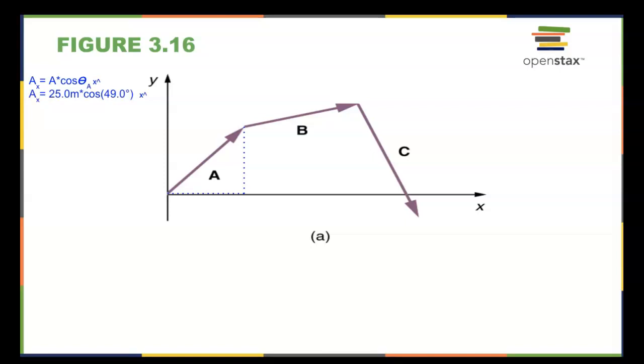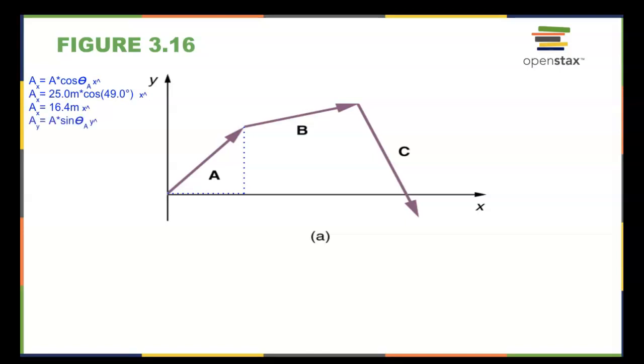Vector A's x component will be 25 meters times cosine 49 degrees, x hat. So A sub x is 16.4 meters, x hat. What that means is vector A extends 16.4 meters in the x direction. That's what this component of A is right here.